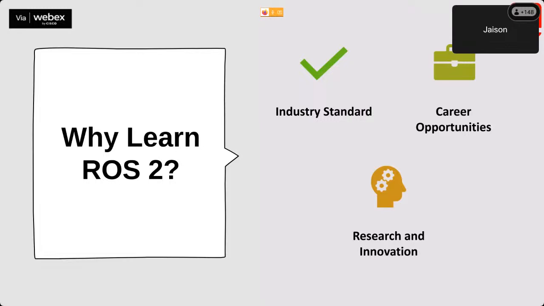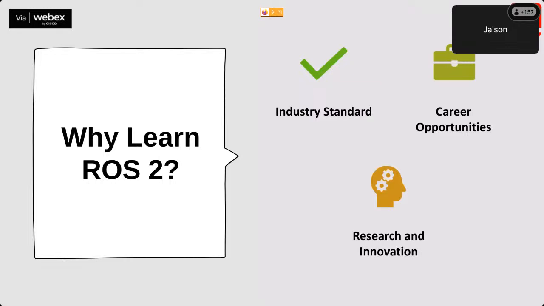So next, this is an industry standard version. Most industries have swarm robots going all around in their factories and warehouses, so they require this no-master, or master-free, network. That's why they also prefer ROS 2. Next, there are career opportunities, of course. You are directly getting a chance to work with industry standard things. And finally, research and innovation.